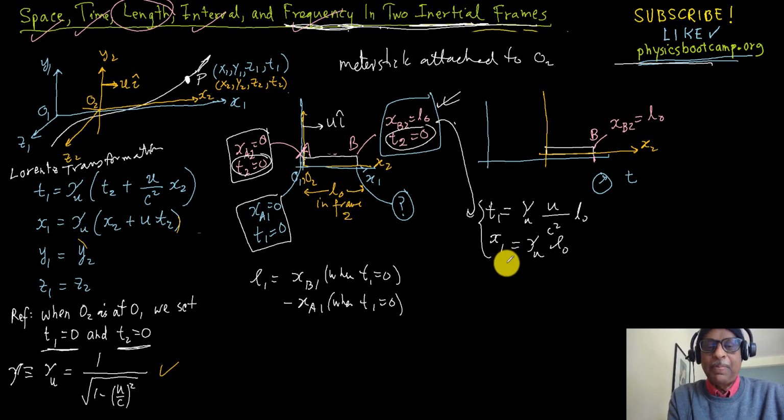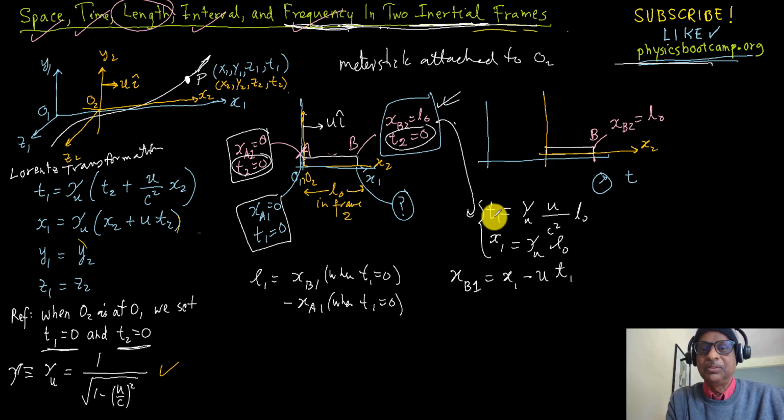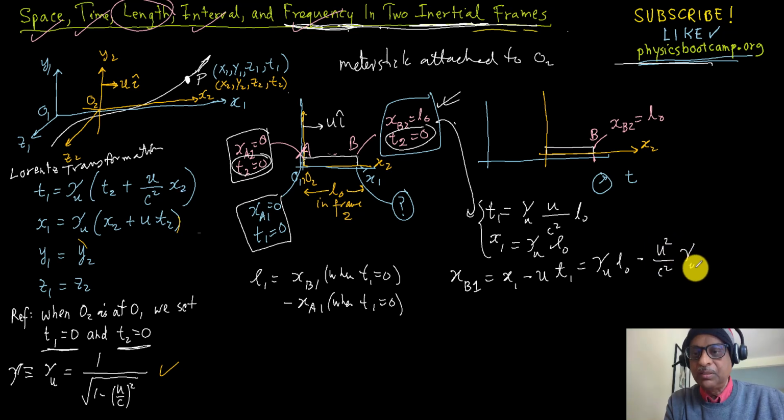So the xb1 that we want is actually at an earlier time. So xb1 will be what I got, x1 minus u t1. I'm going to have to subtract it because I want to go earlier. So this point would have been somewhere earlier. So now this would be gamma u L0 minus u square over c square gamma u L0.